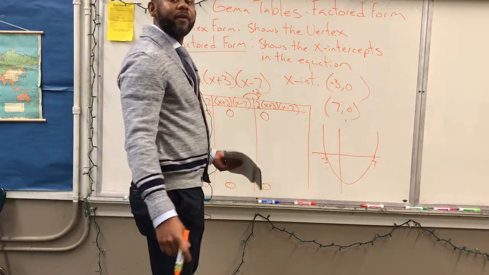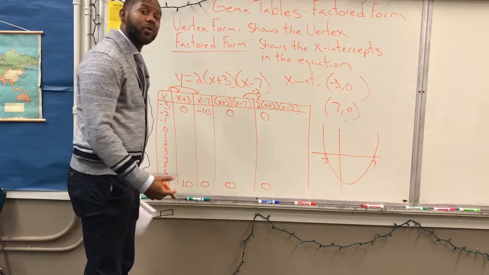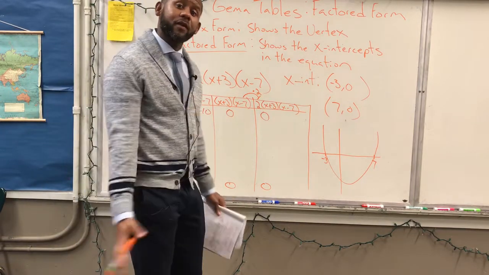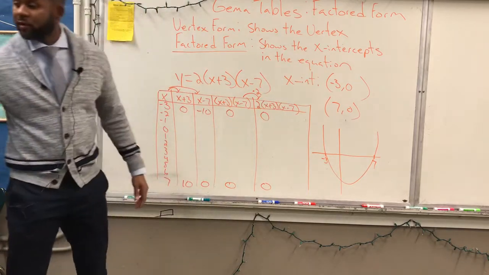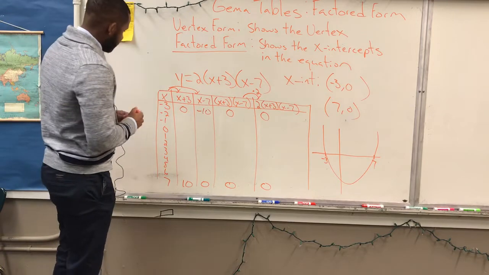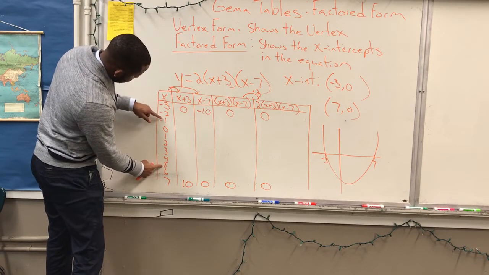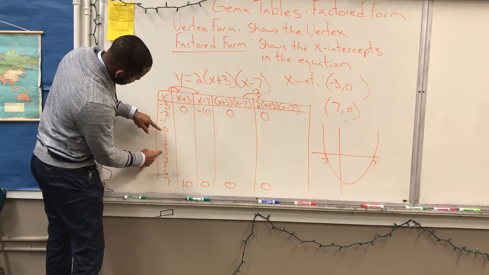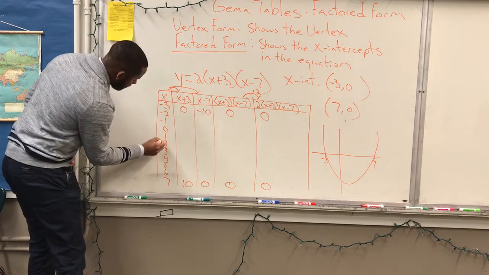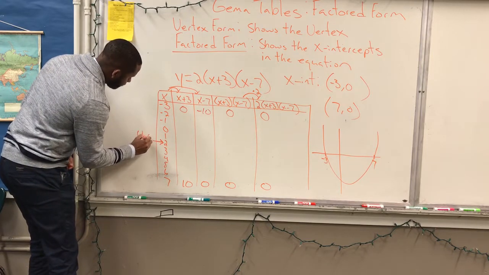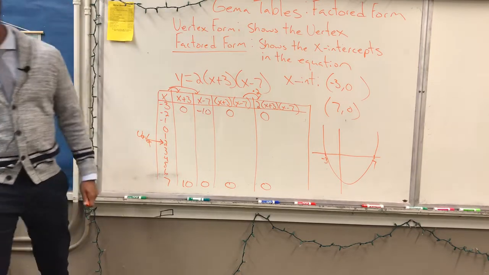Now, I'm going to figure out where my vertex is just from using this. Well, what do I know about the vertex? Well, I know that the vertex is literally the middle in between the two intercepts. So, I really take these and I count off. Going 1, going 1, going 1, going 1, right here is your vertex, okay?